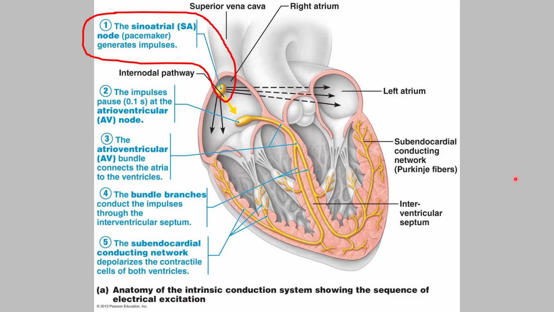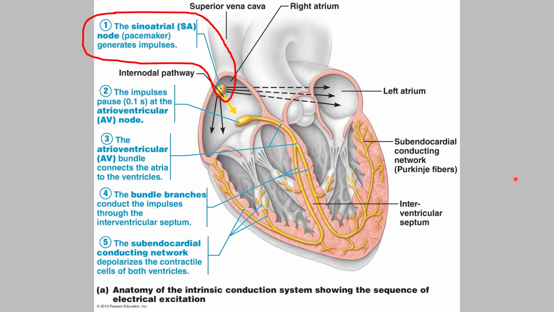Coming off of the AV node, sort of like a tail, is what's rather like a cable of that autorhythmicity tissue. This is called the bundle of His, or the atrioventricular bundle. Every time the AV node generates an action potential, that action potential is going to spread down the bundle of His, like electricity traveling through a wire.